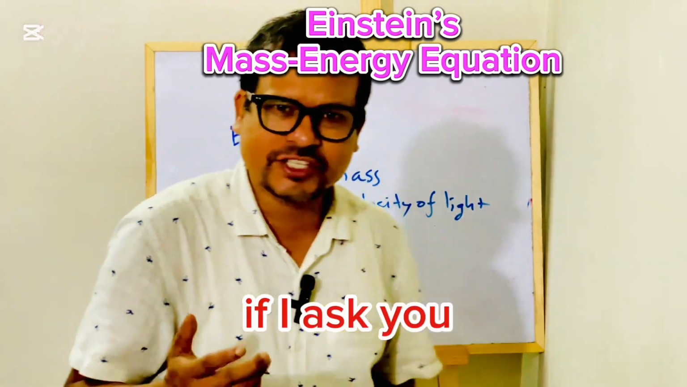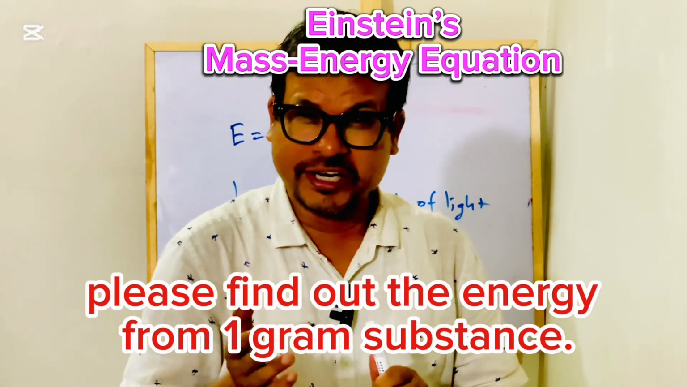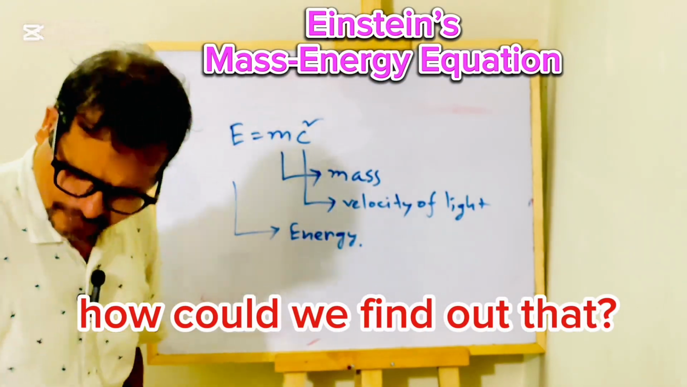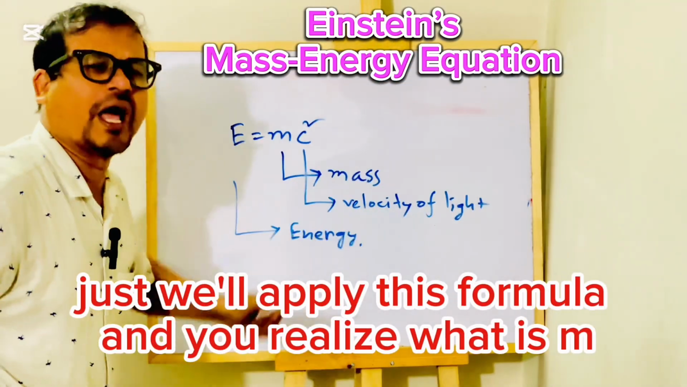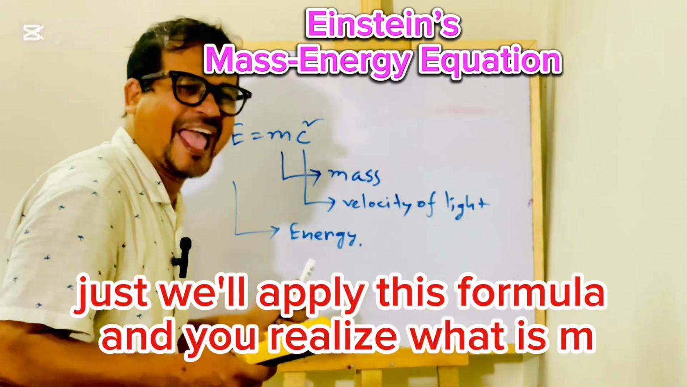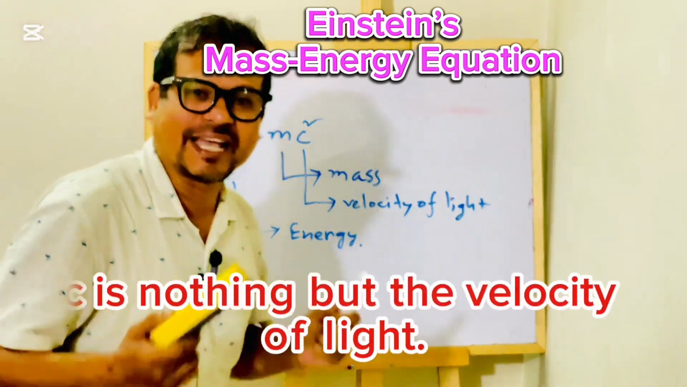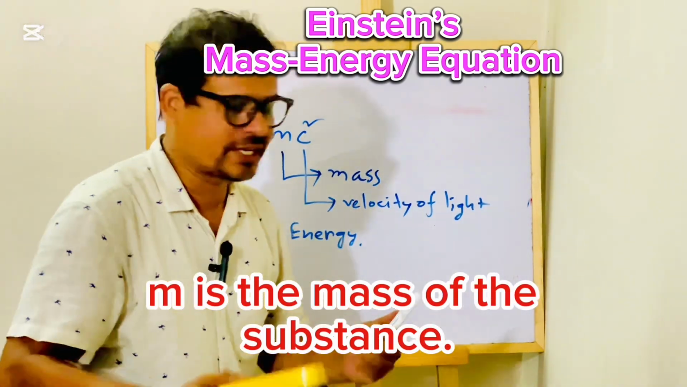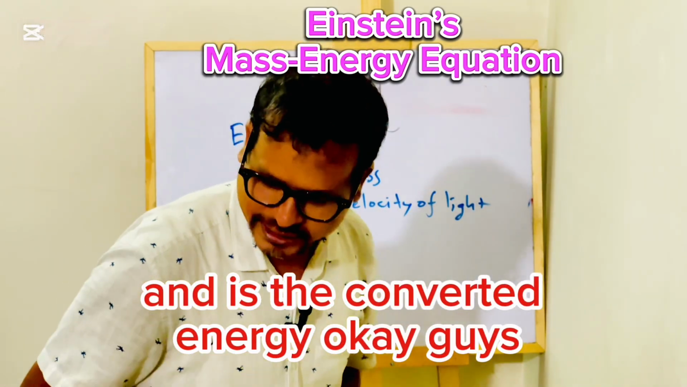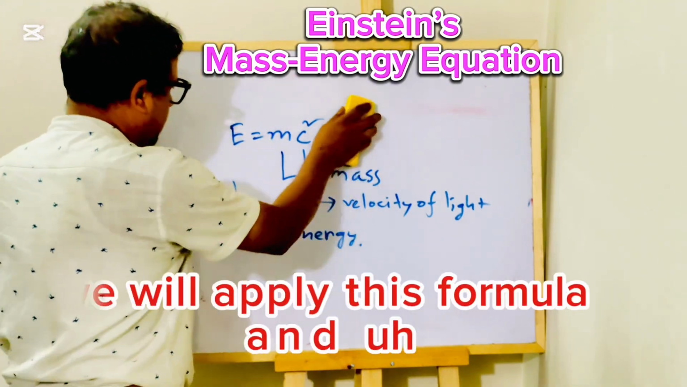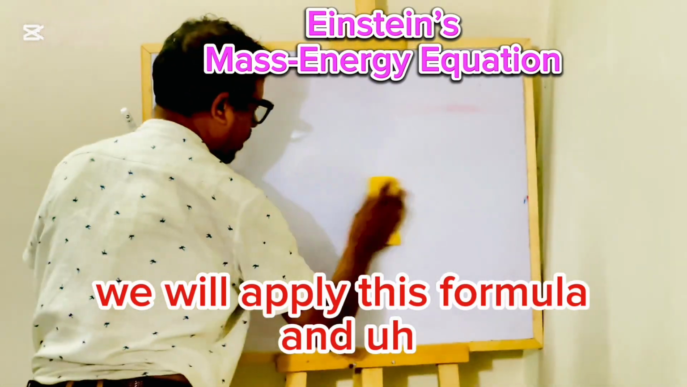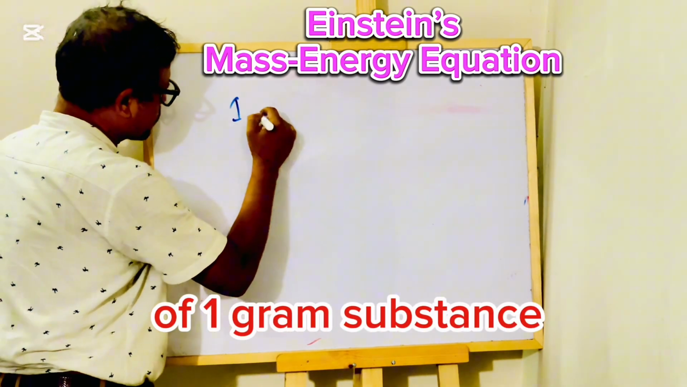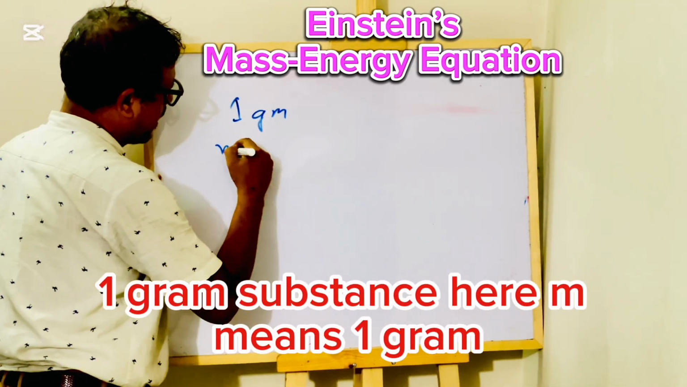Guys, if I ask you to find the energy from 1 gram of substance, how could we find that? Very simple. We will apply this formula and realize what m, c and E are. C is the velocity of light, M is the mass of the substance, and E is the converted energy. We have to find the energy of 1 gram of substance. Here M means 1 gram.